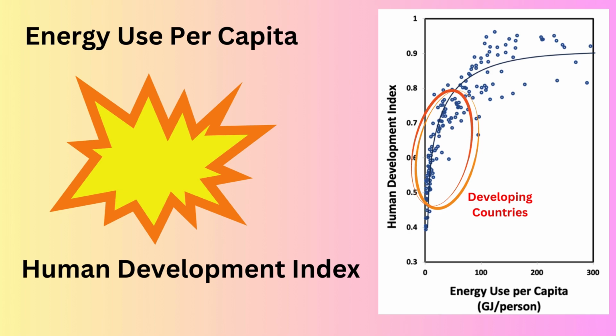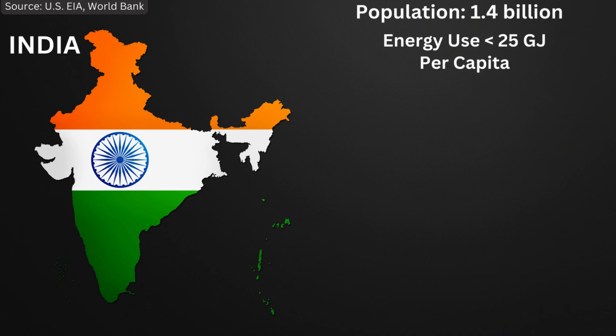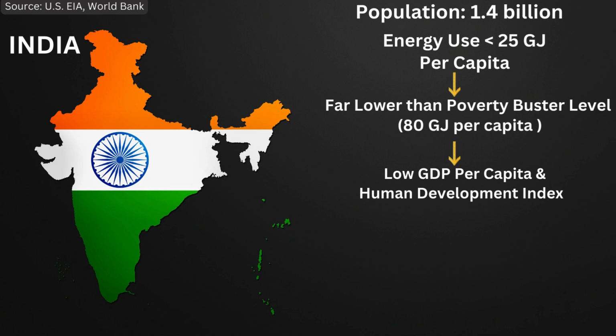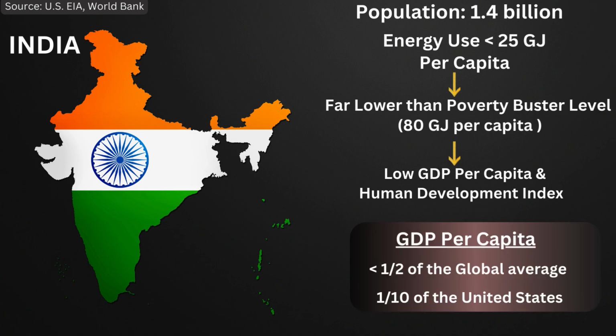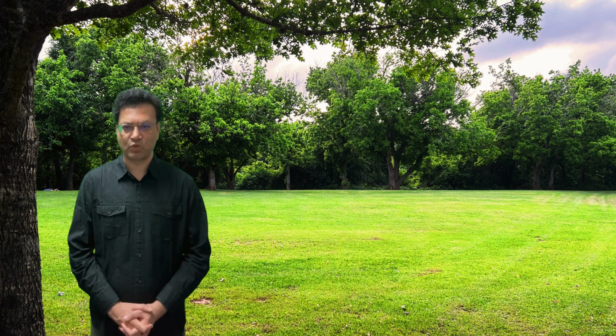Let us consider the example of the country which has the world's largest population. India has 1.4 billion people. Its energy use is less than 25 gigajoules per capita. The energy use in India is very low. It is far below the poverty buster level of 80 gigajoules per capita. Correspondingly, its GDP per capita and Human Development Index is also far below that of the developed countries. For example, India's GDP per capita is less than half of the global average and almost one-tenth of the United States. Many countries are in a similar situation.